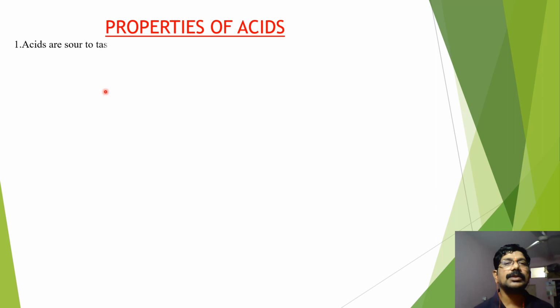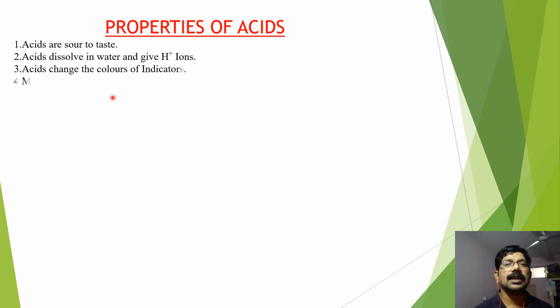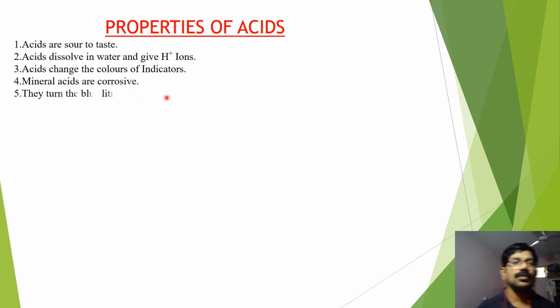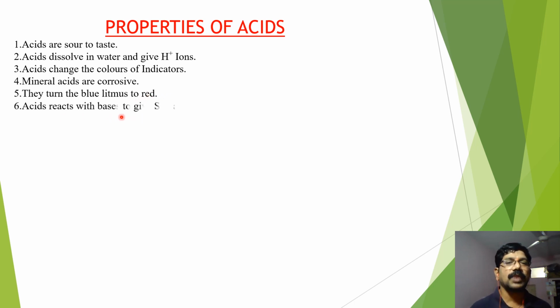So, what is the first property? Acids are sour to taste. Next, acids dissolve in water and give H plus ions and H3O plus ions. Next, acids change the colors of the indicators. Next, mineral acids, in the sense HCl, hydrochloric acid, sulfuric acid, phosphoric acid, are all very corrosive. Acids turn blue litmus to red.